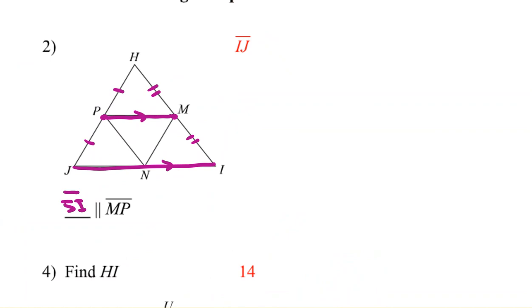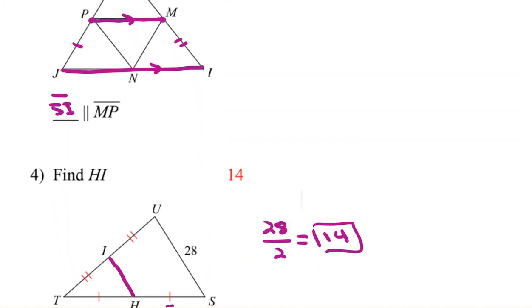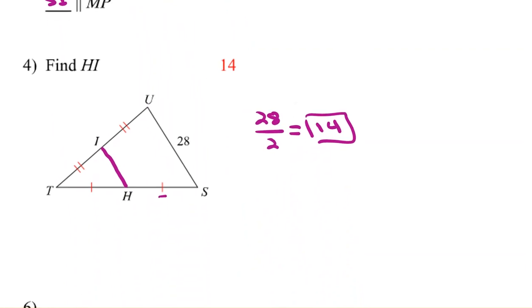Here we're given midpoints, so we know we have a median. And once we have that, we know the median will be parallel to its base. So we can write JI is parallel to MP. You can also pause the video at any time.